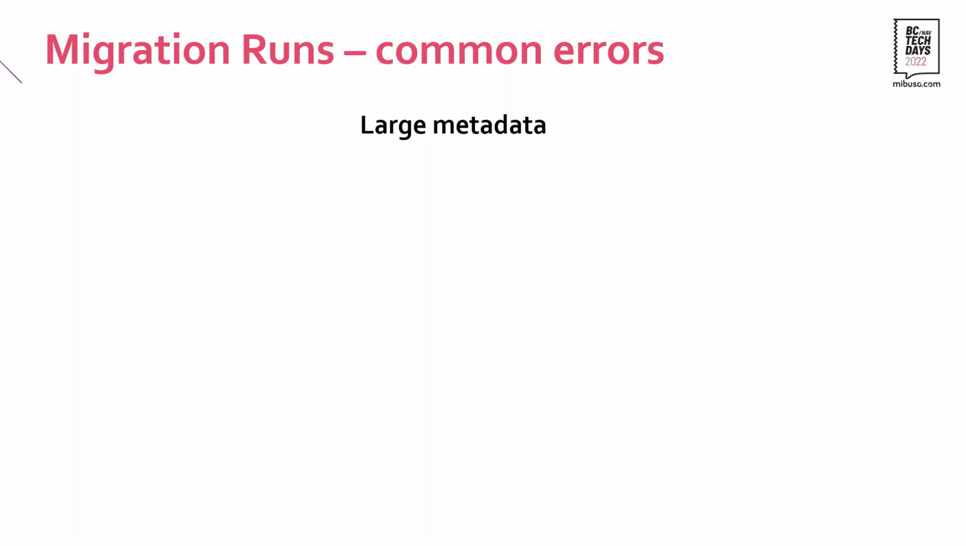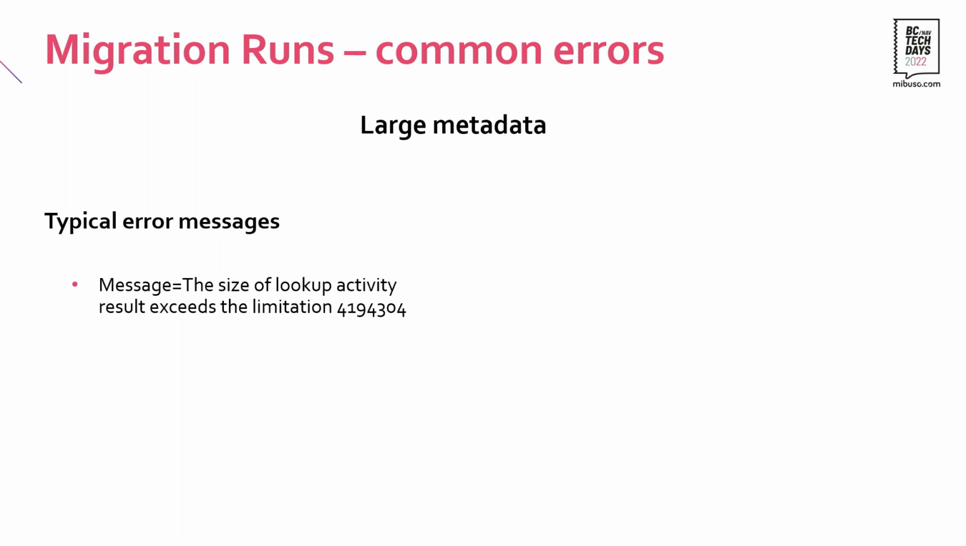Large metadata. And so what is metadata? Metadata is a JSON serialized description of all fields in all tables, in all extensions, and for all companies that you are replicating in this particular run. And Azure Data Factory has a limitation for this text description to be less than 4 megabytes. So it's not very much. So if you try to migrate too many companies, you might get an error message.